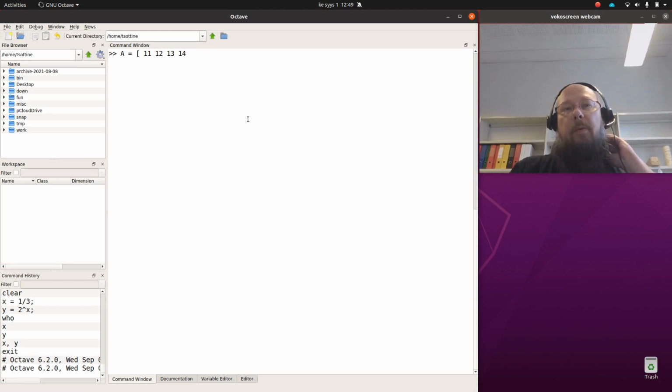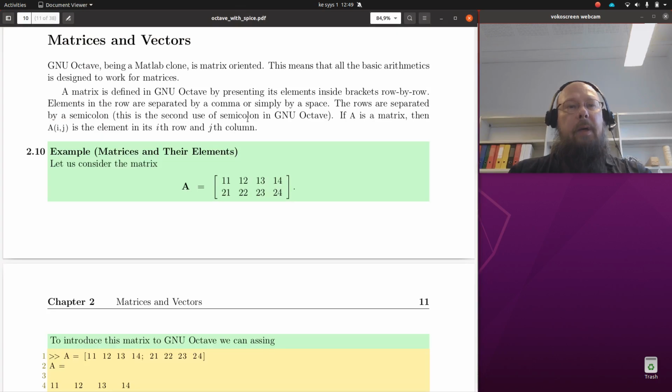So now we need to tell Octave that next comes the second row. So here we have a semicolon. This means that the row ends here, and now comes the second row. What do we have in the second row? We have 21, 22, 23, and 24.